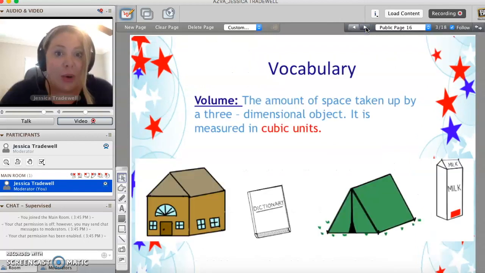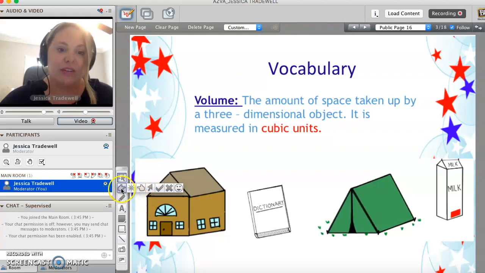So you might be thinking, what is volume? Volume is the amount of space taken up by a three-dimensional object, and it is measured in cubic units. Think three-dimensional, 3D. Think of those really cool movies you go see, how things jump out at you and they look like they have volume. That's what we're going to be figuring out today: three-dimensional objects and how we can measure what's inside of them.